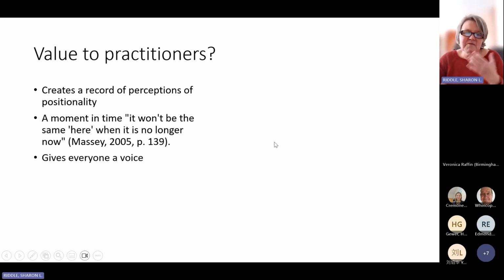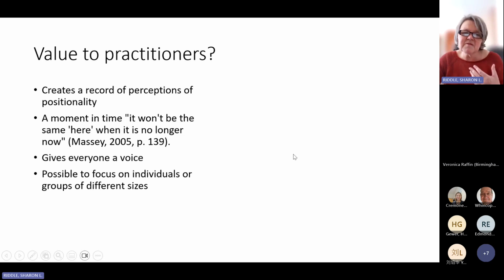Everybody has a voice. Everybody has their own map. Nobody can take that map away from them. Everybody's opinions can be heard in any kind of discussions about positionality using this tool. And it's also possible to focus on different individuals, our own positionality, our own activity space, and the positionality within a university or within a department. So you can use it on different levels of space.